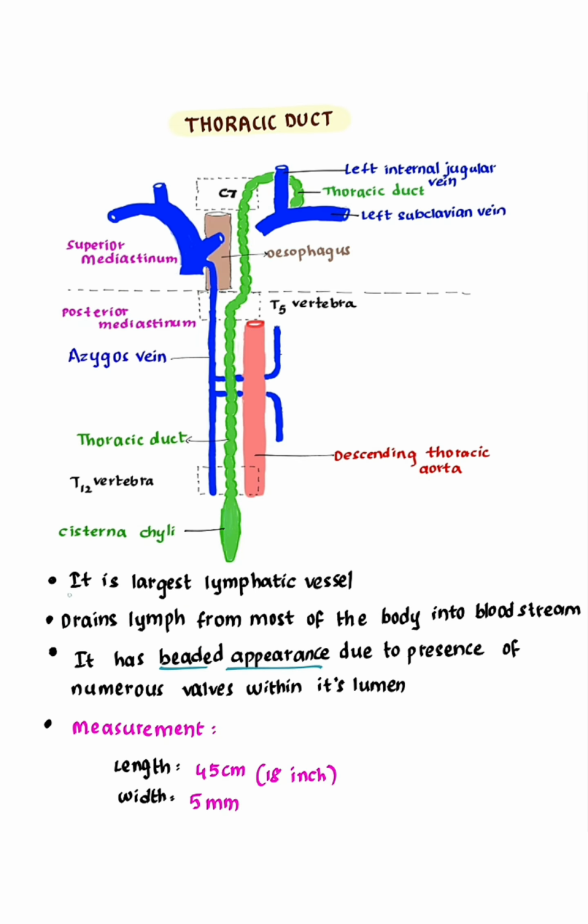Thoracic duct. It is the largest lymphatic vessel. It carries lymph from most of the body and drains it into the bloodstream. It has a beaded appearance due to presence of numerous valves within its lumen. You can see the beaded appearance of the thoracic duct.